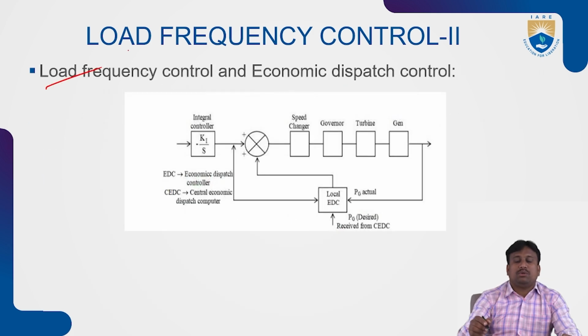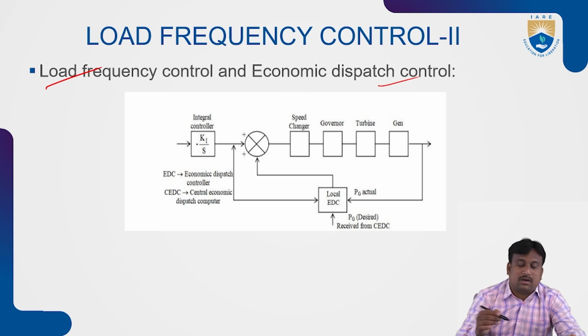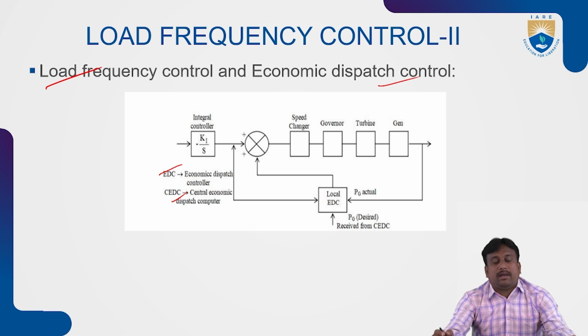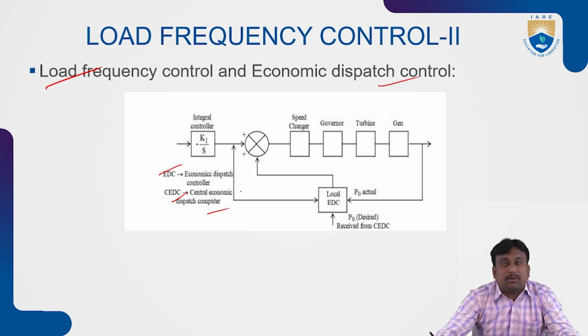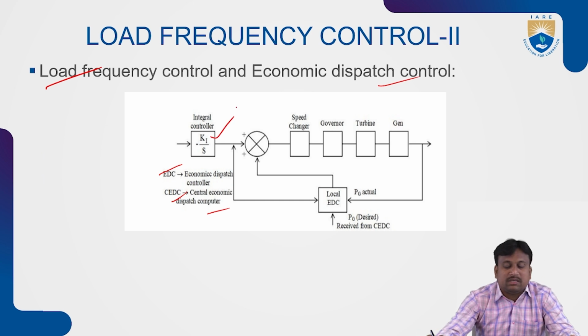So here the load frequency control and economic dispatch control is represented with two components called EDC and CEDC. That means economic dispatch controller and central economic dispatch computer. So what is happening here is the integral controller is designed with Ki by S connecting to the control block, and this is followed by the speed changer section. That speed changer is connected over the governor mechanism.